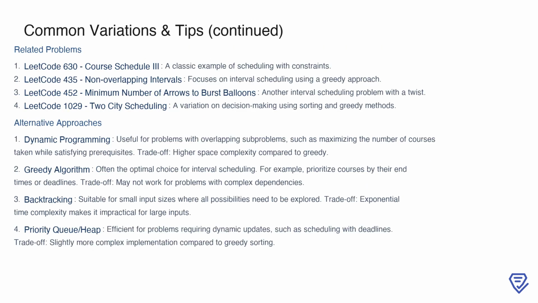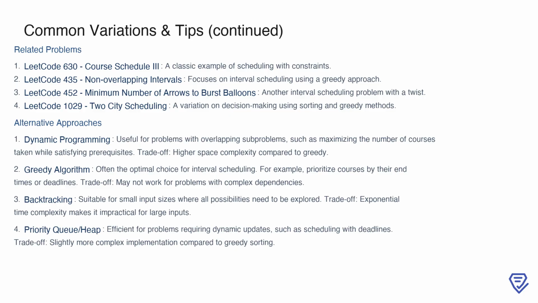To deepen your understanding, it's helpful to explore related problems. For example, LeetCode 630 itself is a classic case of scheduling with constraints, while LeetCode 435 focuses on non-overlapping intervals, a problem often solved with a greedy strategy. LeetCode 452 adds a unique twist with interval scheduling applied to bursting balloons, and LeetCode 1029 takes on a decision-making angle with two-city scheduling using sorting and greedy techniques.